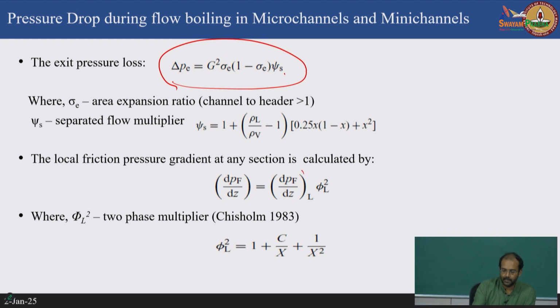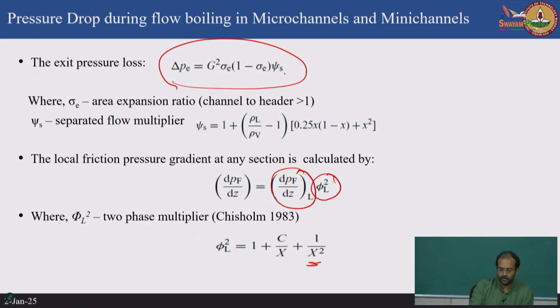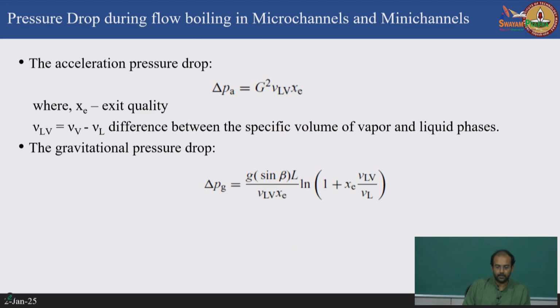The two phase pressure drop is calculated based on the pressure drop of liquid alone multiplied by what is called a two phase multiplier. This two phase multiplier is a function of this x, and what is this x? This x is nothing but the Martinelli parameter. Remember, we looked at what the Martinelli parameter is. It is the ratio of the pressure drop when you have only liquid divided by the pressure drop when you have only vapor, and that is used to calculate the two phase multiplier, and finally the frictional pressure drop. I am just giving all these equations so that you can go through and use them in the calculation.